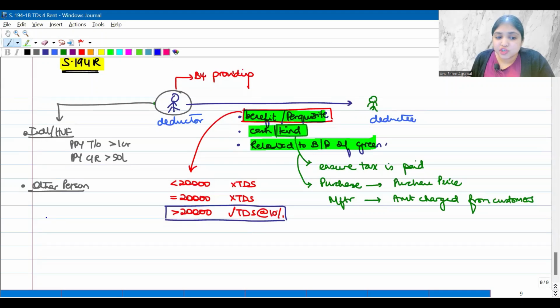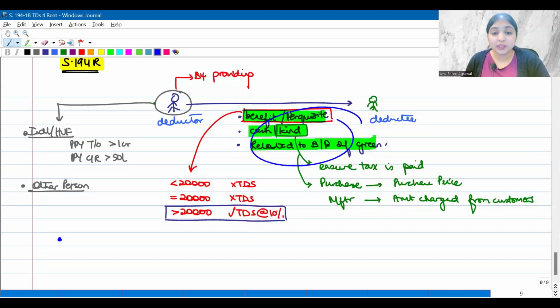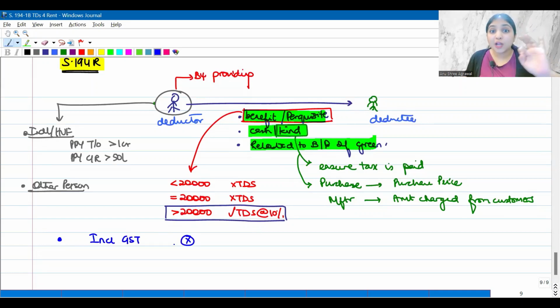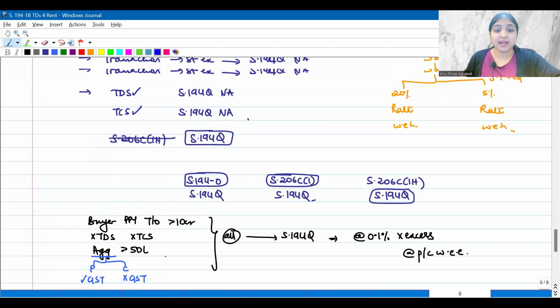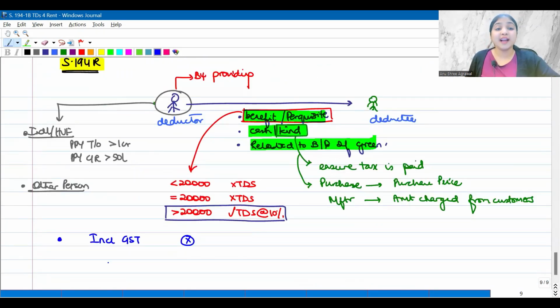Now we have some extra points under 194R. Let's consider them one by one. Under section 194R, when you are finding the value of the benefit or the perquisite, will you include GST also? The answer is no. In all the TDS sections, you do not consider GST anywhere except in section 194Q, that too only if payment is earlier. In all the other TDS sections, nowhere do we consider GST. Then listen to the next point.